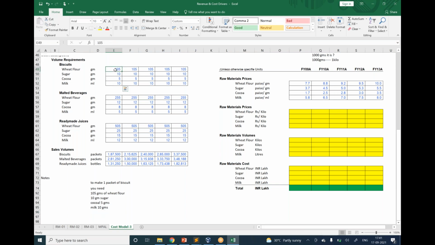When you mix all this up, you can make 1 packet of biscuit. When you mix all this, you make 1 packet of malted beverages. When you mix 505, 25, 15 grams, milk 12, you get 1 packet of ready-made juice. So now you know the configurations and you know the total value. Did you understand the question?